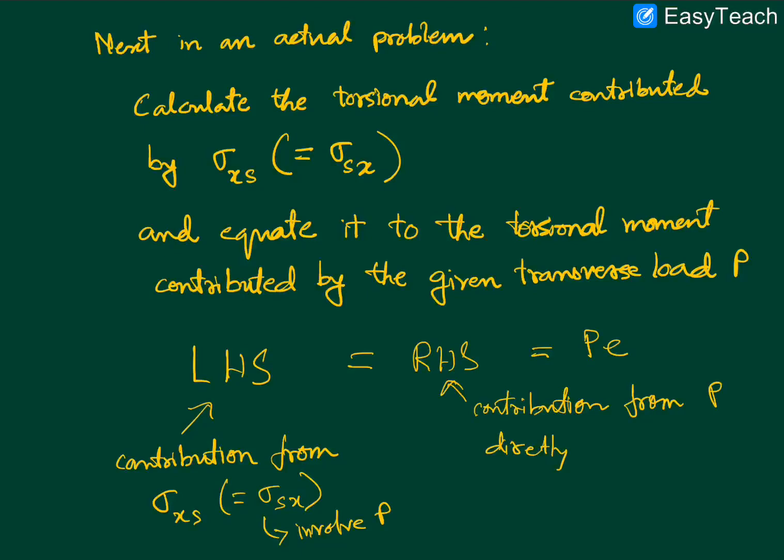So you see on the left hand side we'll have some expression which will involve the P in the numerator, and on the right hand side also we'll have some expression which will have P in the numerator. So this P on the right hand side and this P on the left hand side will cancel each other, and ultimately we'll have an expression for this e. As we had mentioned earlier, this e will be depicting the distance of the shear center from the x-axis, and this location of the shear center is very much going to be independent from the given transverse load, which is P. Okay, so let's write that down.